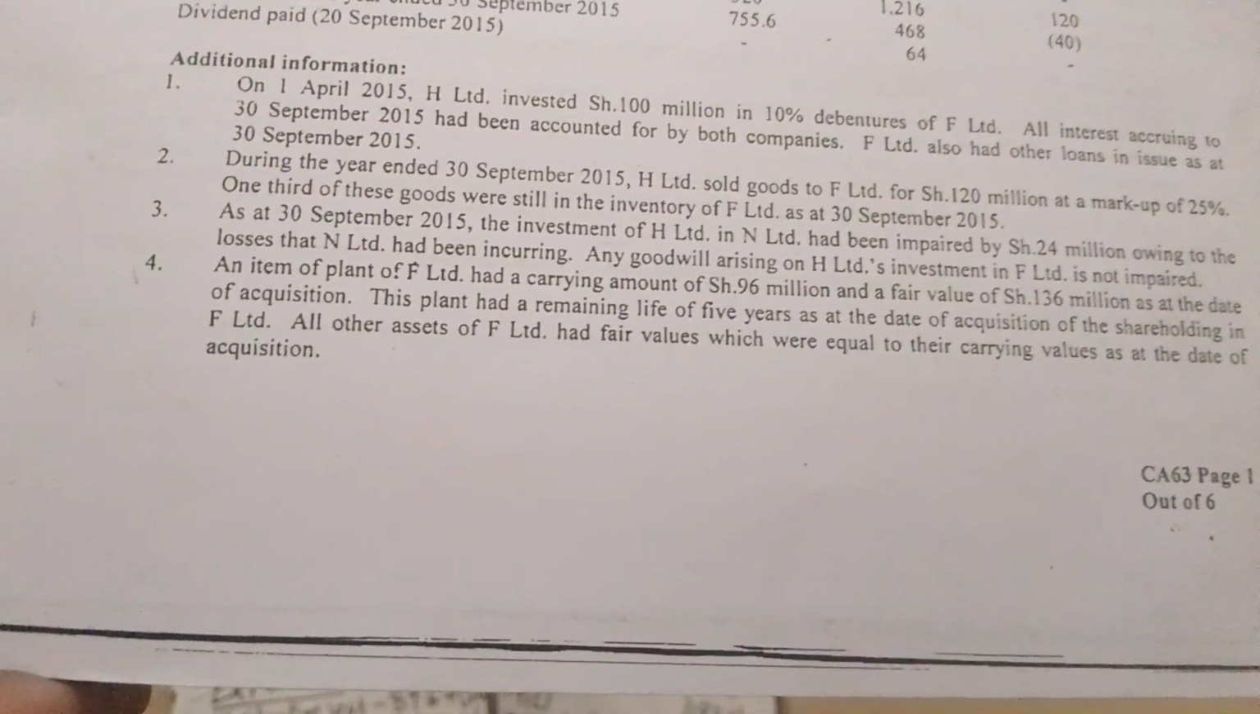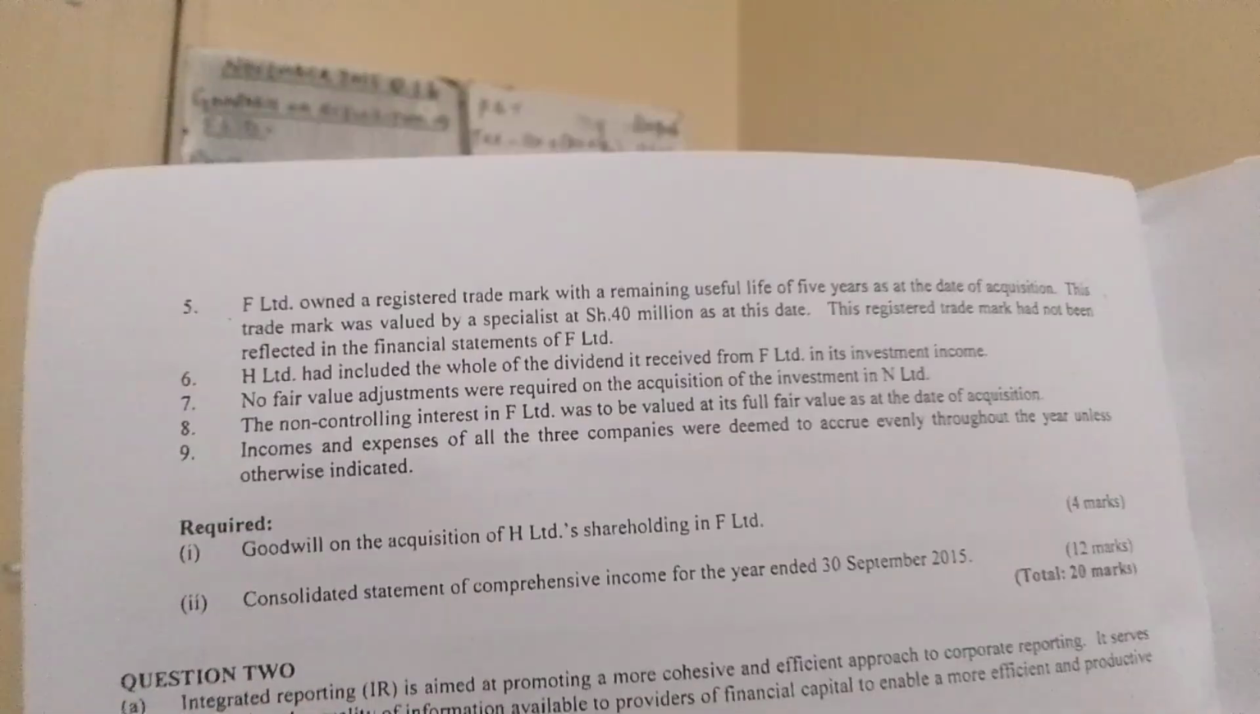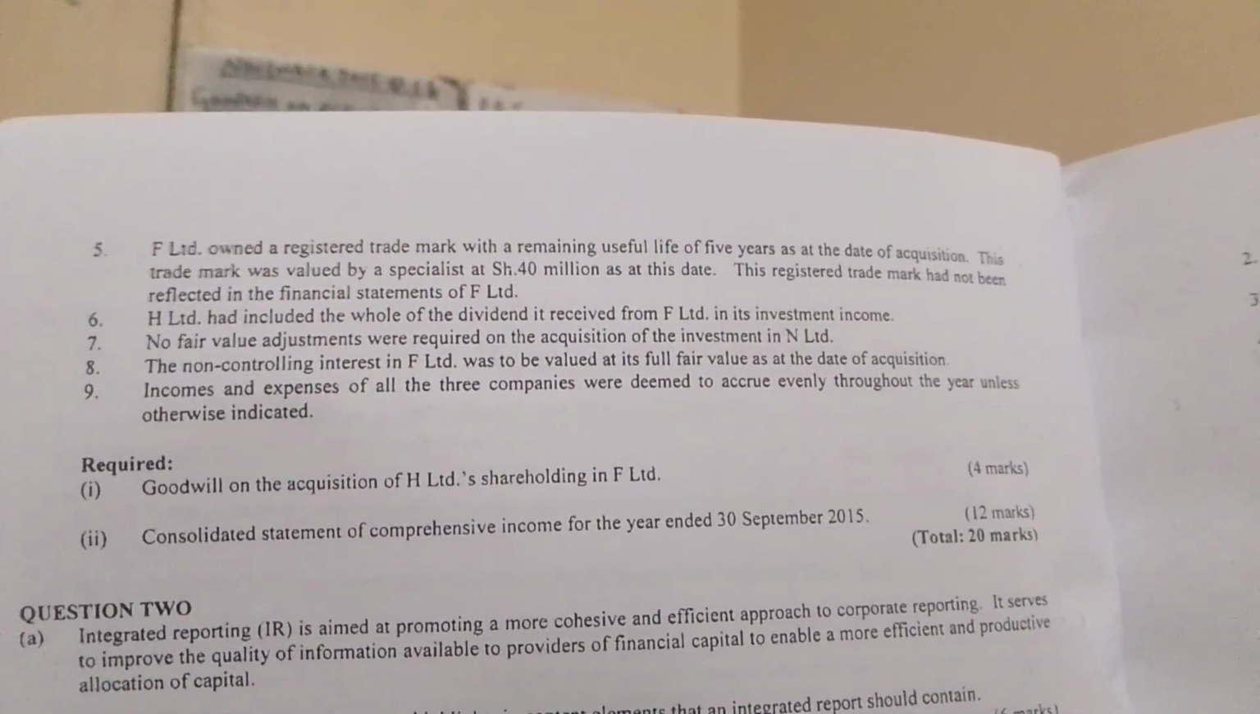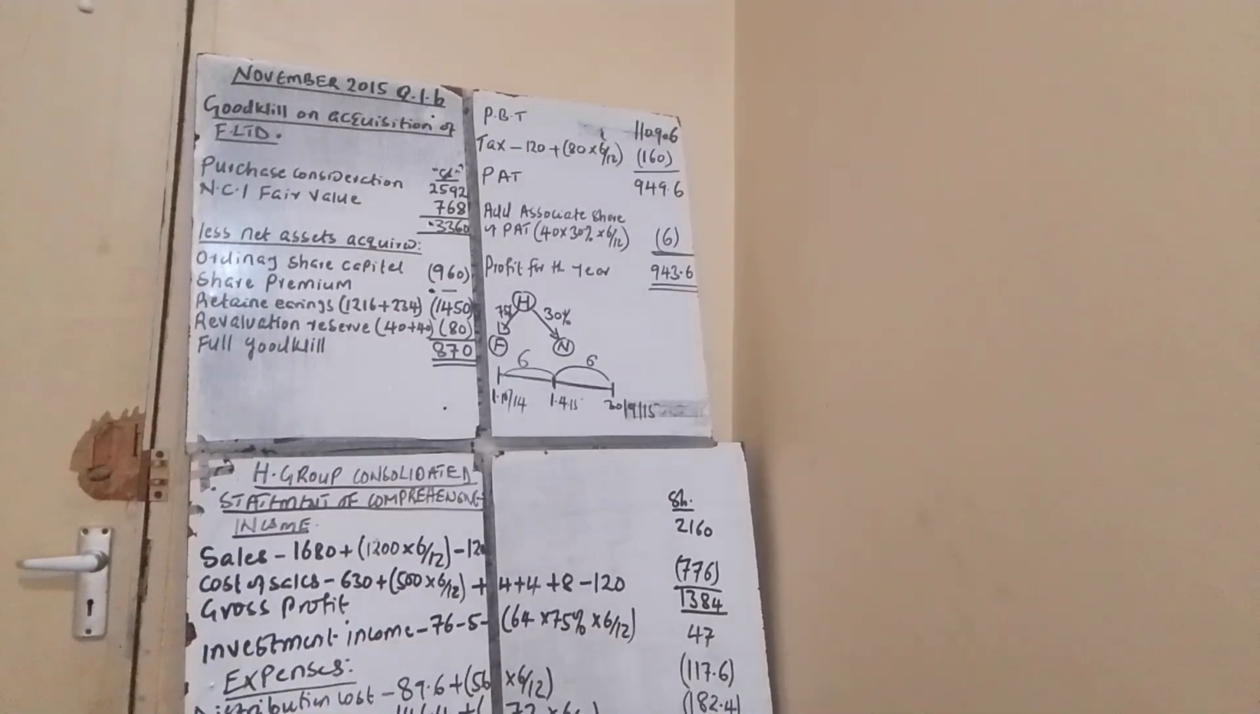The difference, that's a revaluation reserve. That was 140. The 40, and then the other 40 was coming from point number 5, the registered trademark, which was valued at 40. So those are the items that you will need when preparing your goodwill account.